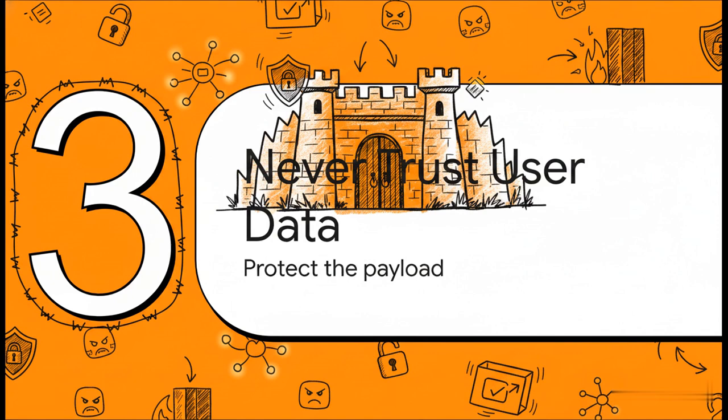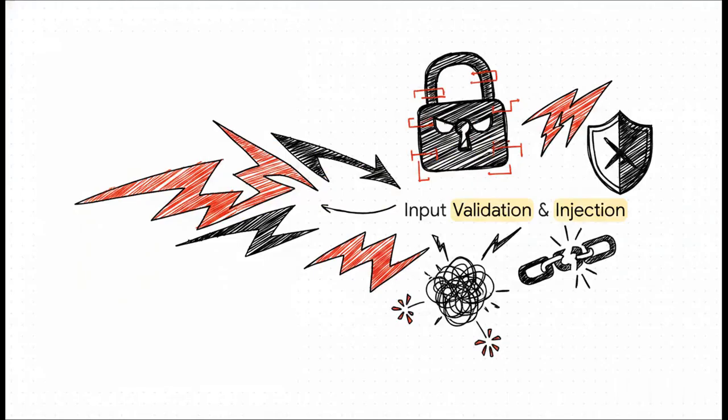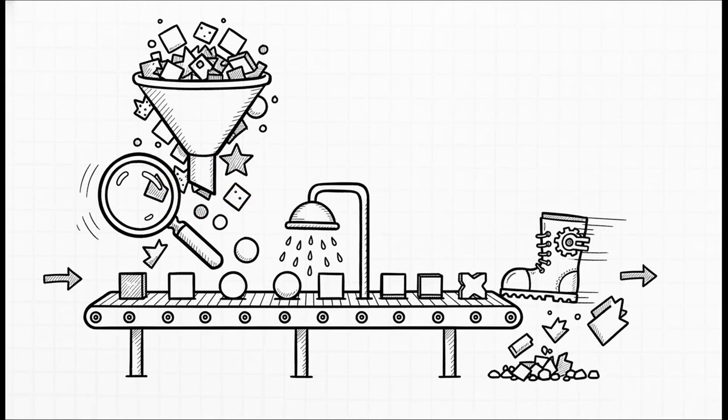Let's talk about protecting the payload. We really need to internalize a scary fact about input validation and injection. This is, without a doubt, one of the most exploited vulnerabilities in existence. Every single piece of data that comes from a user, you need to treat it as a potential attack vector against your app. So how do we actually fix it?